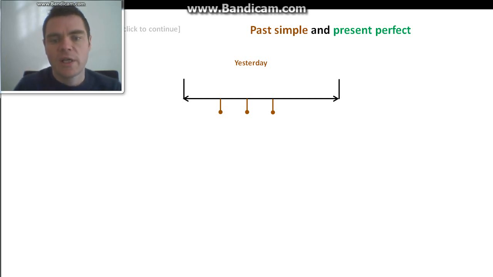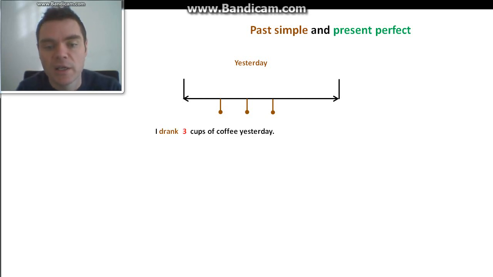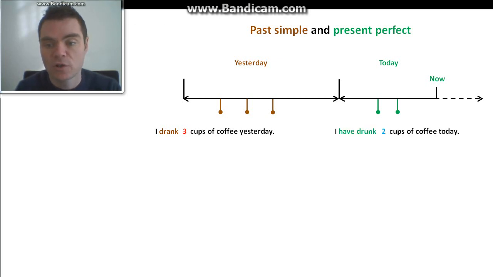So, if we look at yesterday, so this is about drinking coffee. So yesterday I drank 3 cups of coffee. And let's compare that to today. So today, so far, only 2 cups. So I have drunk 2 cups of coffee today. So yesterday, simple past, I drank. Today, present perfect, I have drunk.